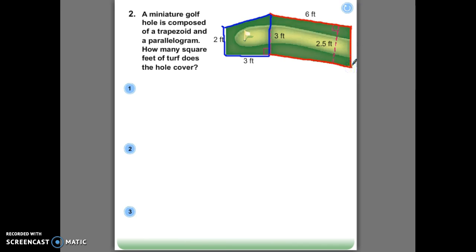So again, to find the area of a composite figure, you're going to find the area of each individual shape and then find the sum of the two areas. Let's first find our area of a trapezoid. To find the area of a trapezoid, we're going to use our formula. Area equals 1/2 of height to the sum of base 1 plus base 2.